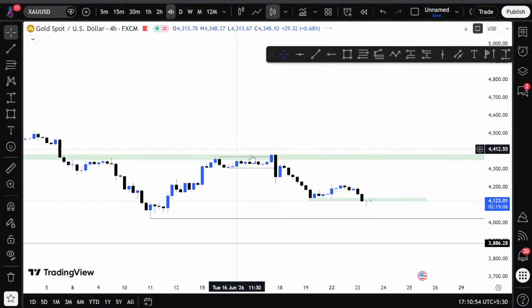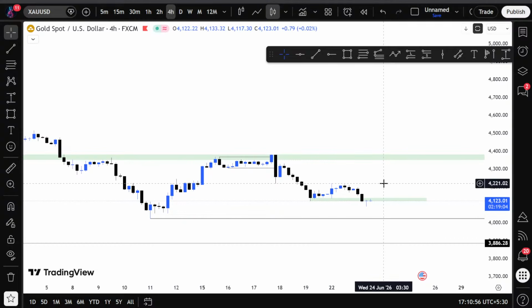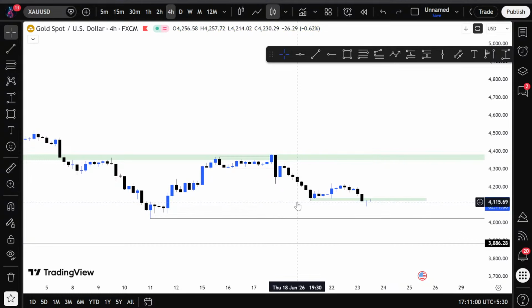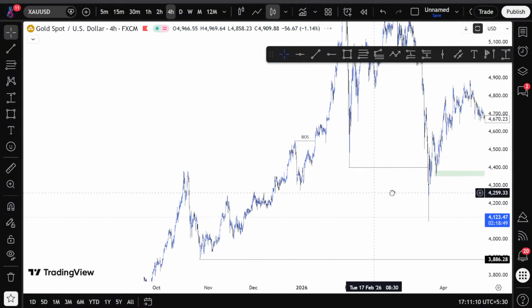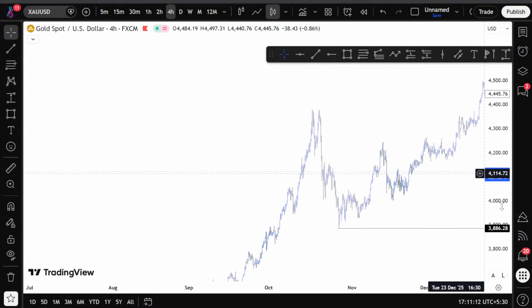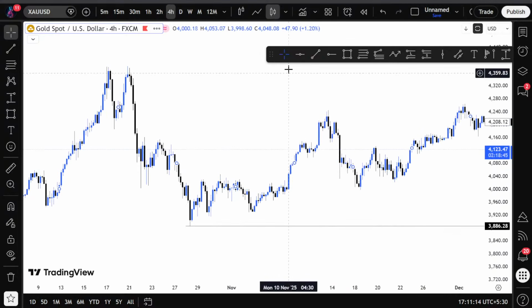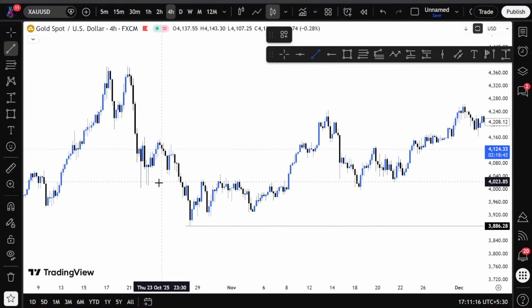Remember, guys, if you want to buy, wait for one high to get broken. And if you want to sell, wait for one low to get broken. Once a low gets broken, retest it, you can short. Once a high gets broken, retest it, you can buy. This is the simple thing you need to learn.